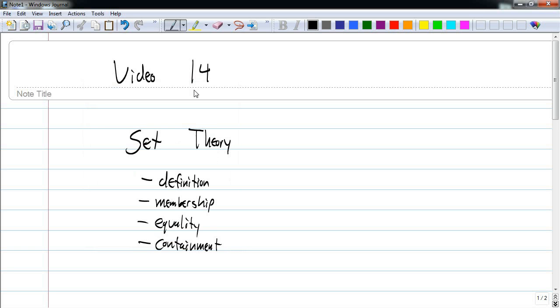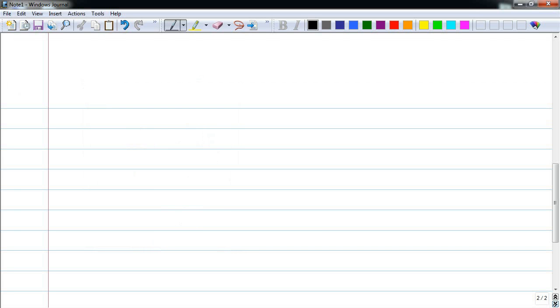14, and we are talking about set theory. We'll talk about the definition of a set, membership, set equality, and set containment. So let's get started. The funny thing about defining a set is that there's actually no logically consistent mathematical definition of a set.